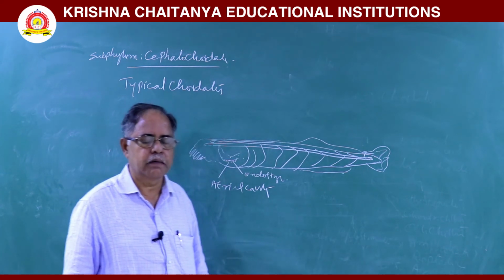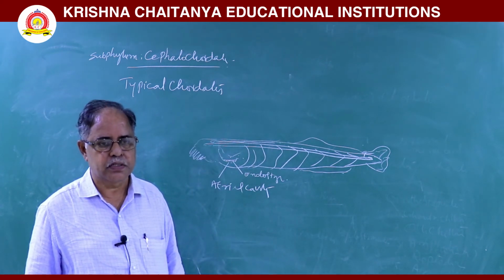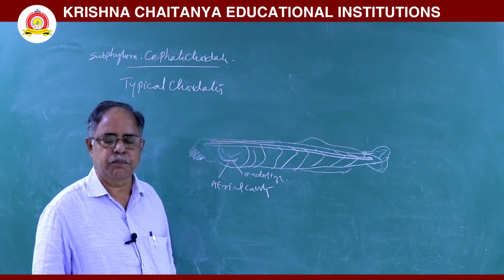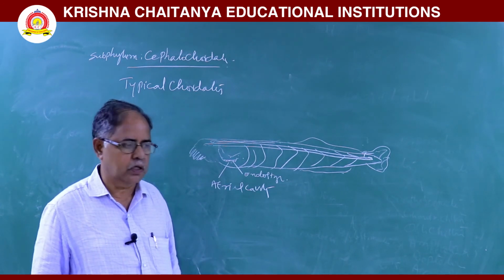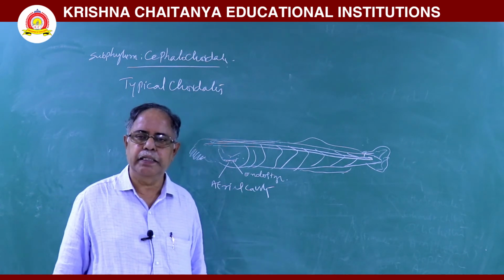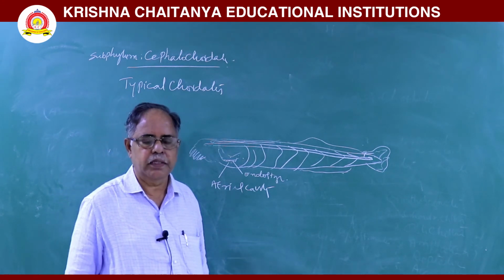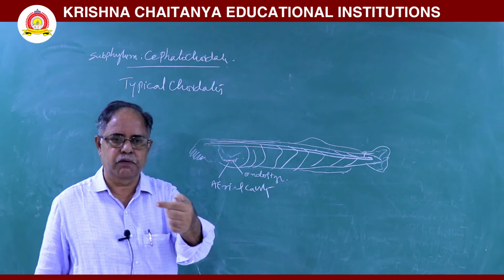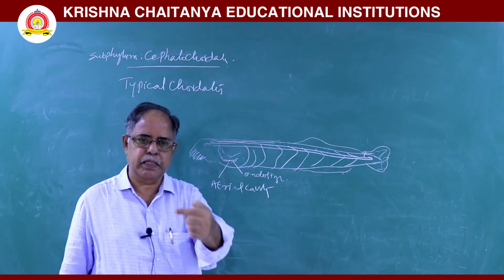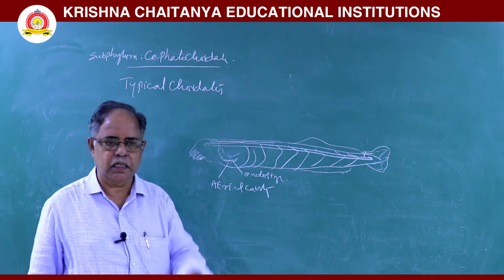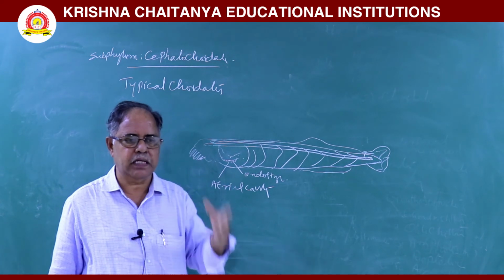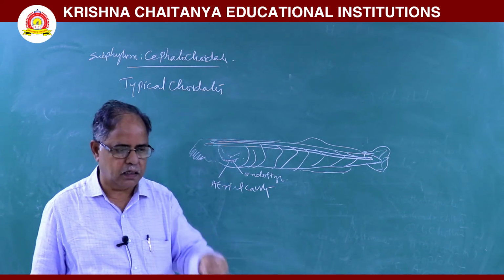These are some important characters of cephalochordates. Cephalochordates are marine animals. They live in shallow marine water. They lead a burrowing mode of life. Here the body is a small fish-like body. The body is transparent. Here only unpaired fins are there. Paired fins are absent.